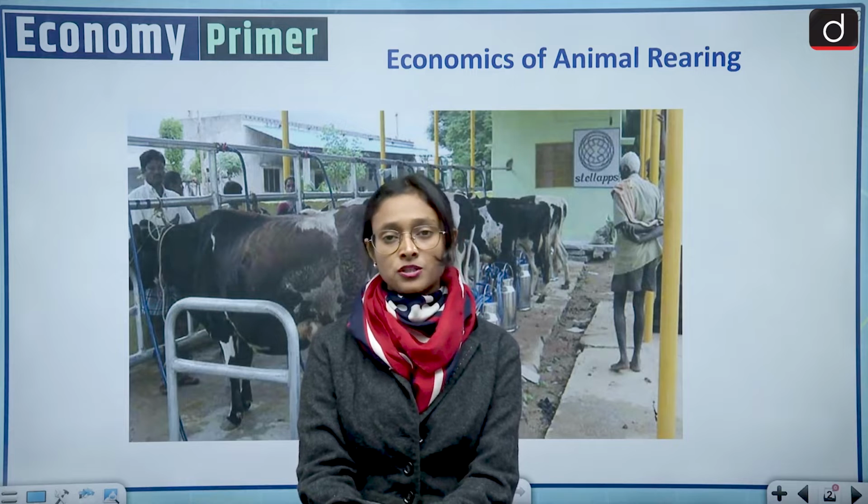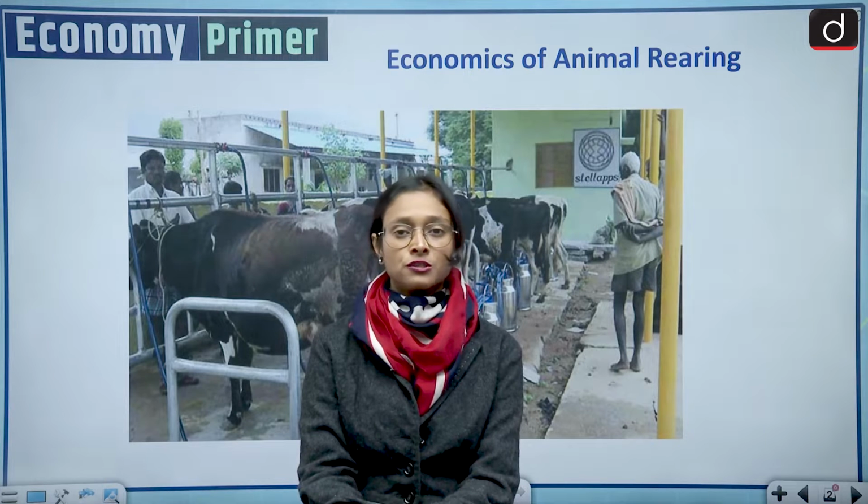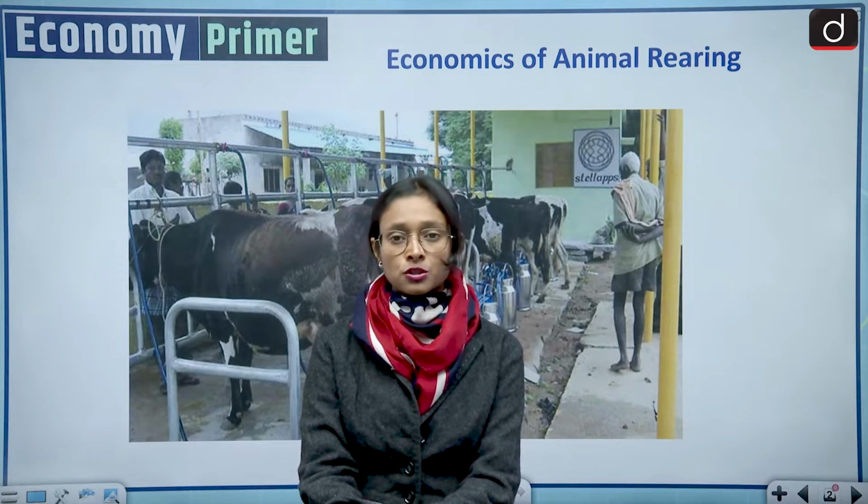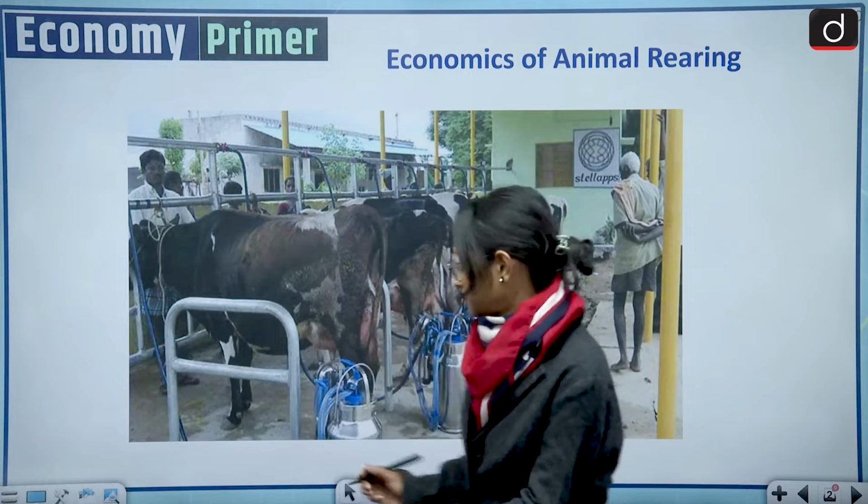Before moving to the points of discussion, first of all we should know this fact that India is a country which has the largest livestock population and it is also the largest producer of milk. So in that sense, India has an upper hand in terms of animal rearing and also livestock production. So moving towards the points of discussion.